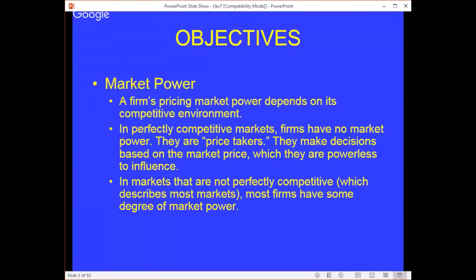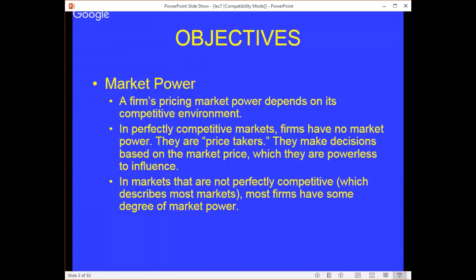Okay, market power. A firm's pricing market power depends on its competitive environment. In a perfectly competitive market, firms have no market power. They're price takers. That means whatever price the market dictates, they have to accept. They have no market power. If they raise price above that, nobody's going to buy from them. They make decisions based on market price, which they are powerless to influence because they're a small participant in the market and they can't really affect the total market supply and demand in any meaningful way.